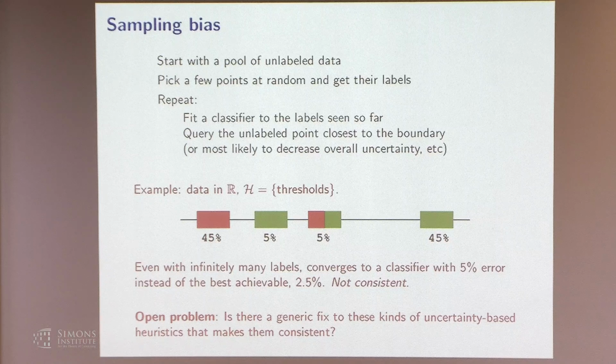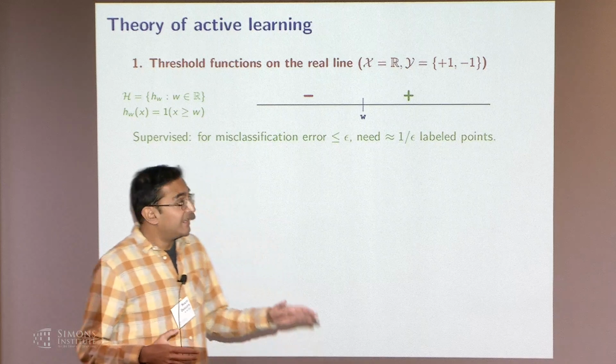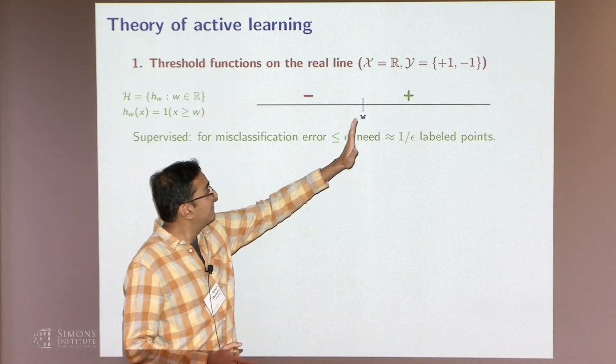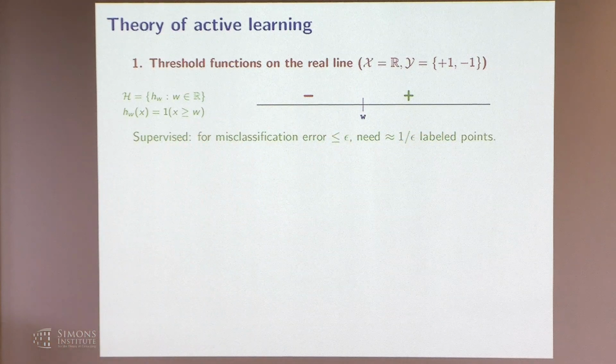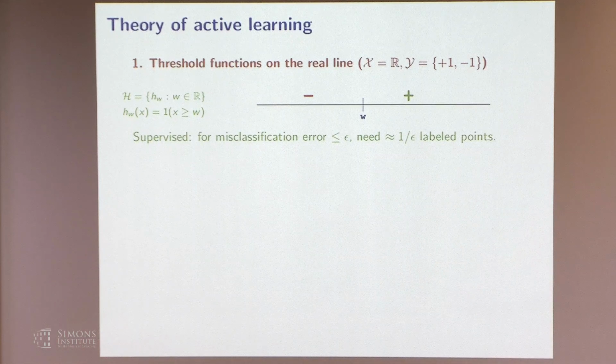Okay. So what do the methods that theoreticians have cooked up look like? Let's again stick to this case of one-dimensional data where the data lies on the line. Each classifier is a threshold. On one side is plus, the other side is minus. This has a VC dimension of 1. We know that in order to learn a classifier with error at most epsilon in regular supervised learning, we need 1 over epsilon labeled points. If we want error 1 over a million, we need a million labeled points.